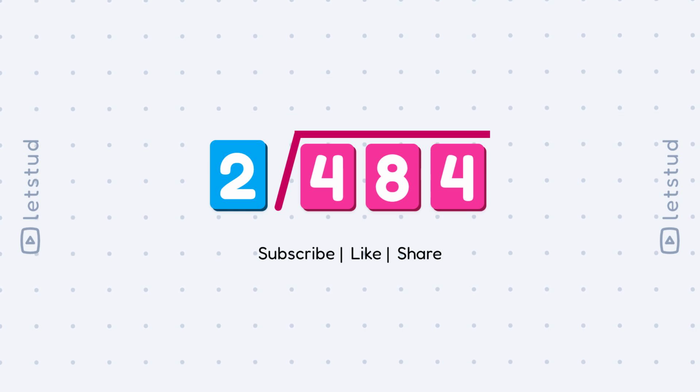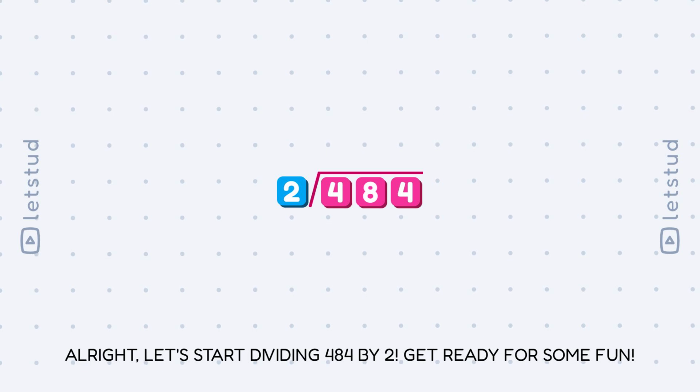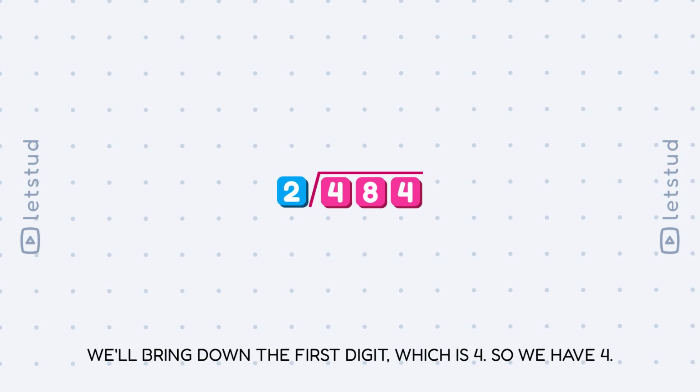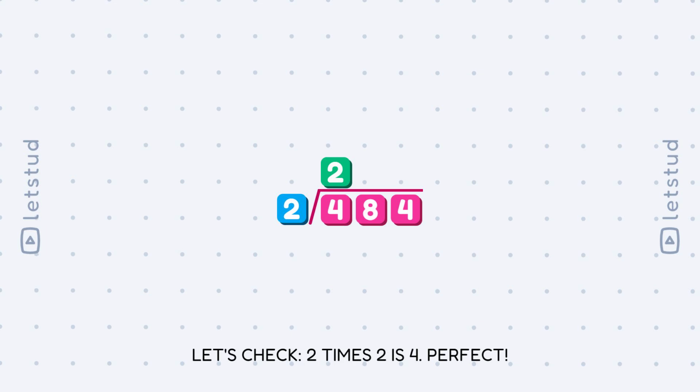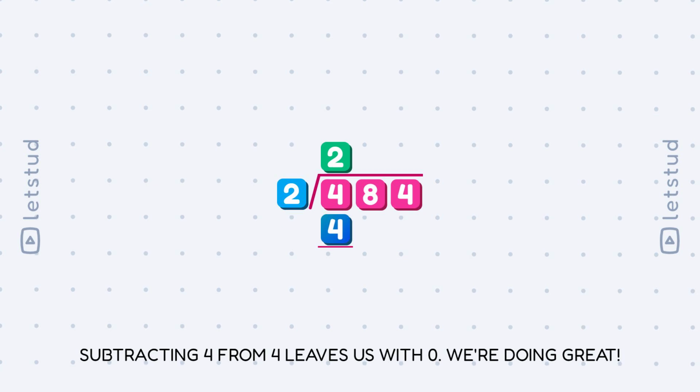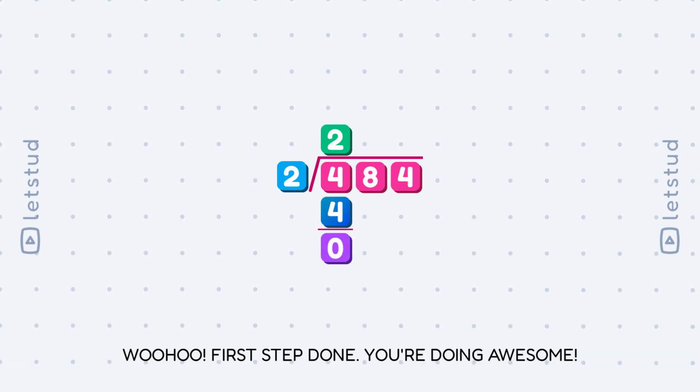Alright, let's start dividing 484 by 2. Get ready for some fun. We'll bring down the first digit, which is 4, so we have 4. Now, how many times does 2 fit into 4? You got it, it's 2. Let's check: 2 times 2 is 4, perfect. Subtracting 4 from 4 leaves us with 0, we're doing great. Woohoo, first step done, you're doing awesome.